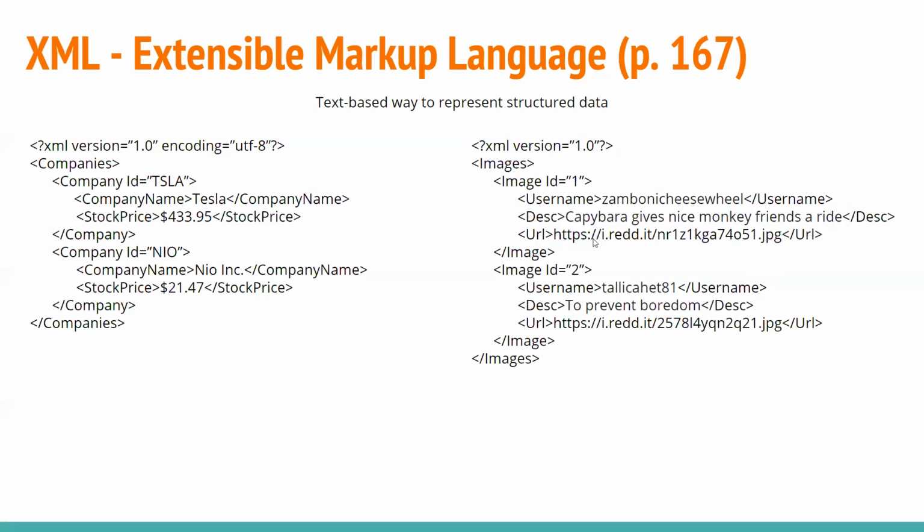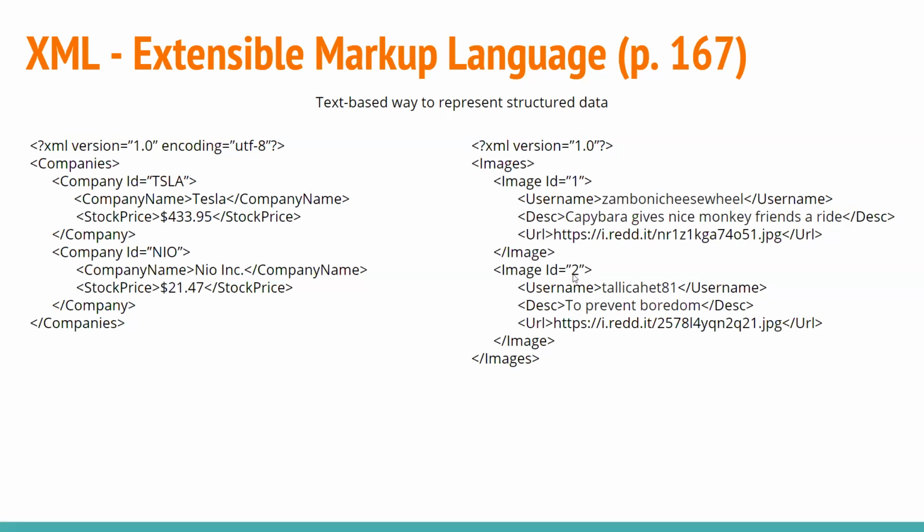So it's https i.red.it. What website do you think this is, Yusuf, looking at the URL? Exactly. There we go. So you see, it's not difficult to read XML really. It's fairly straightforward. You can see we've got two images here.